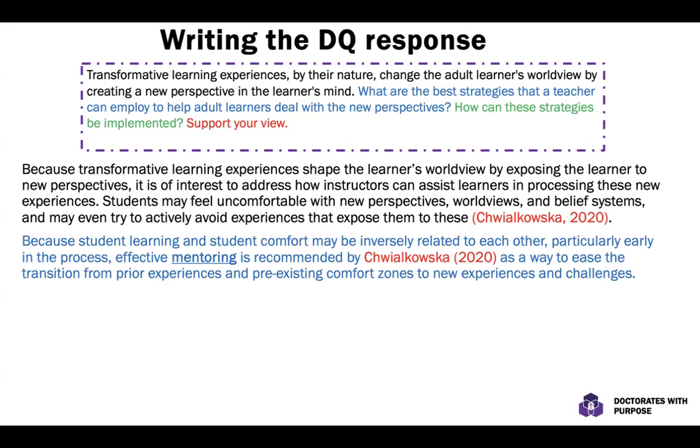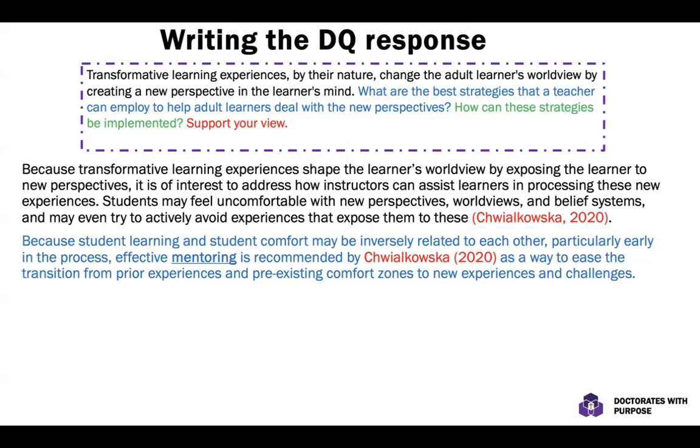And so if we look at the next part of the DQ that was answered, the response, the learner wrote, because student learning and student comfort may be inversely related to each other, particularly early in the process, effective mentoring is recommended by Chiwakowska 2020 as a way to ease the transition from prior experiences and pre-existing comfort zones to new experiences and challenges. So right now, when I look at that, I can easily see that this learner has picked out a best strategy. I went ahead and underlined it. My learner did not underline it, but I underlined it. And we can easily see that this learner is saying, well, mentoring is an effective strategy.